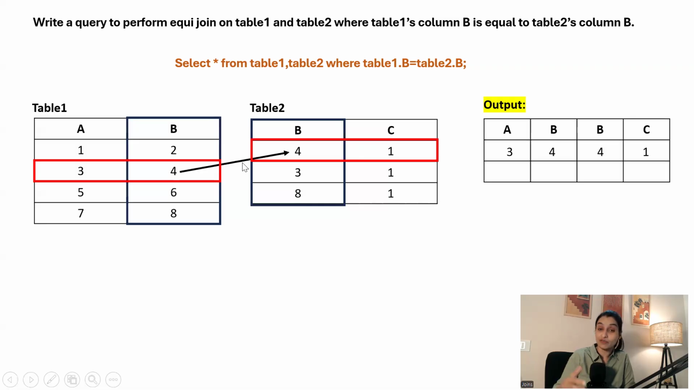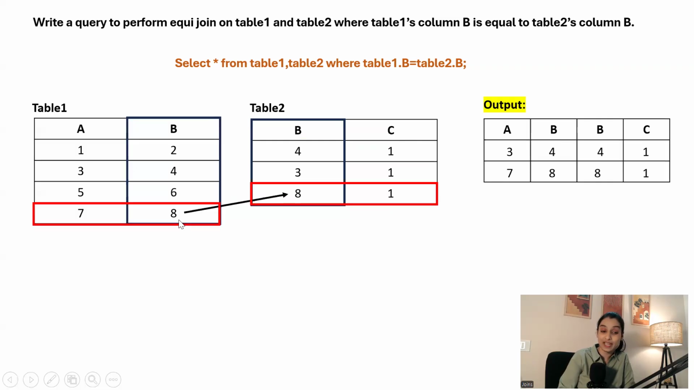In a similar way it will continue. Okay, so now it will check, is 4 matching with 3? No. Is 4 matching with 8? No. Is 6 matching with 4? No. Is 6 matching with 3? No. Is 6 matching with 8? No. So the next value is now 8. Is 8 matching with 4? No. Is 8 matching with 3? No. Is 8 matching with 8? Yes. So we got output over here.